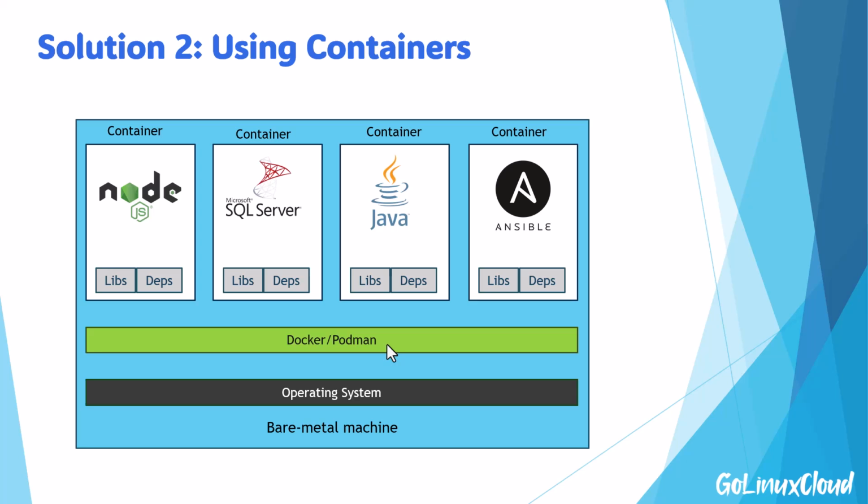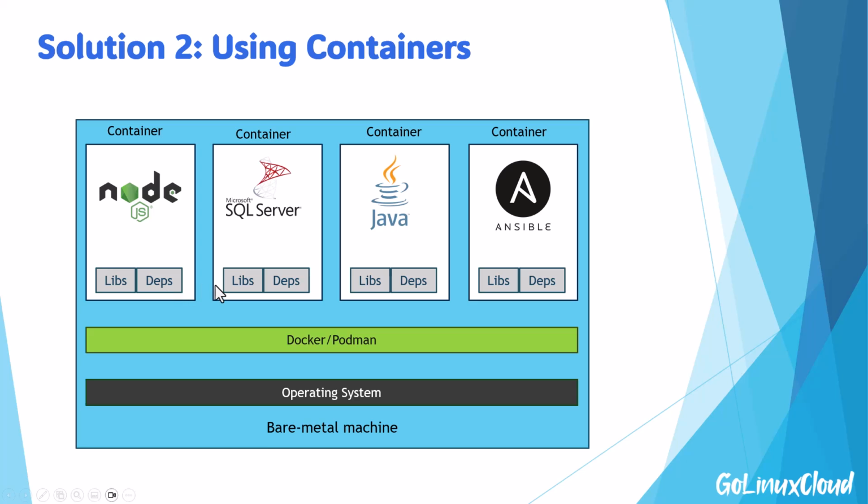Now on top of Docker, we will be creating a separate set of containers and each container will be hosting one individual application. Now, if you see over here, the basic problem what we had earlier is solved here as well, wherein each application is running independently without any dependencies towards any other application. So my Node.js does not know about SQL Server and both of them are maintaining their libraries and dependencies within their container.